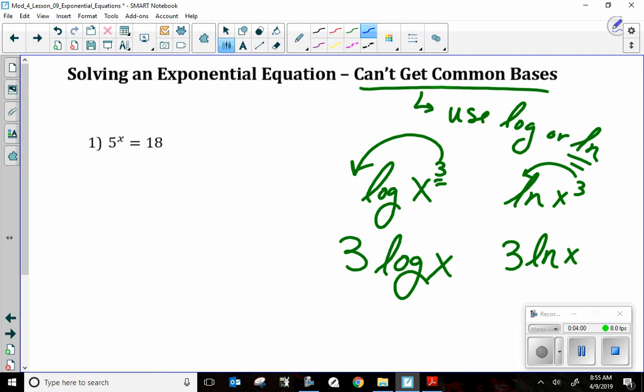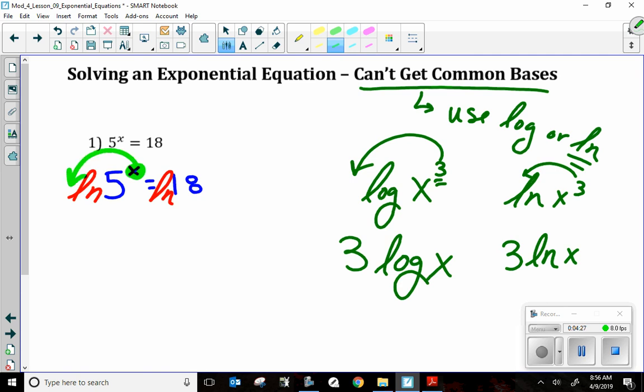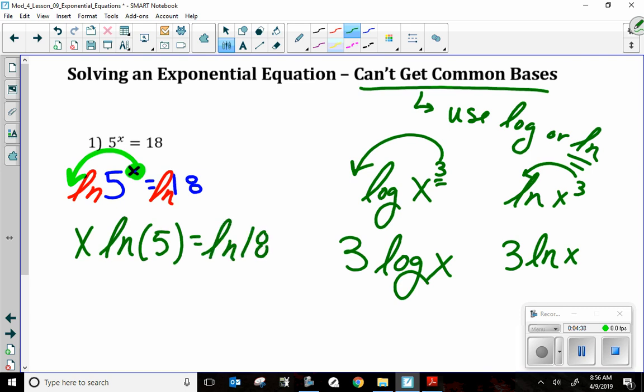Okay. I cannot, for the life of me, again, find a common base. So what I'm going to do is take the natural log of both sides. I'm going to take the natural log of 5 to the x and the natural log of 18. Because I do that, my exponent, I'll do this in green, my exponent can now come down. All right? So let's rewrite that. My x comes down times the ln of 5 equals the ln of 18.